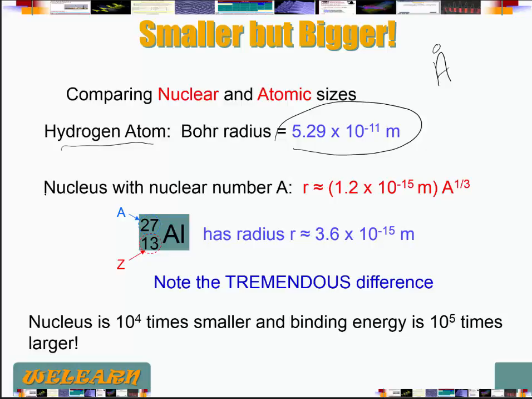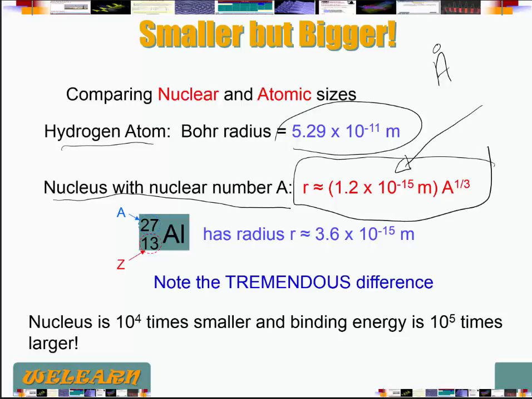The size of the nucleus is much smaller. Actually, it is given approximately by this expression: 1.2 times 10 to the minus 15 meters times the nucleon number to the power 1/3. 10 to the minus 15 meters is what we call a femtometer or a Fermi.